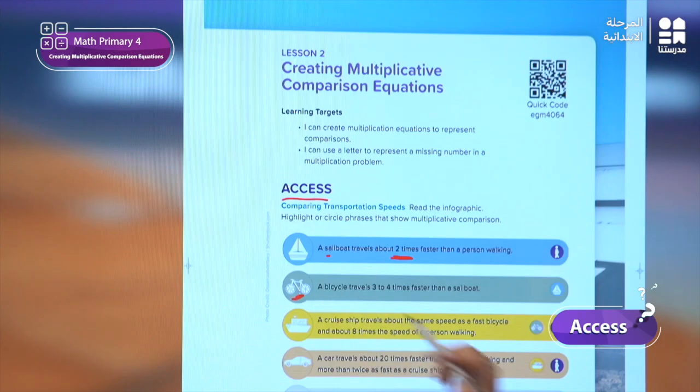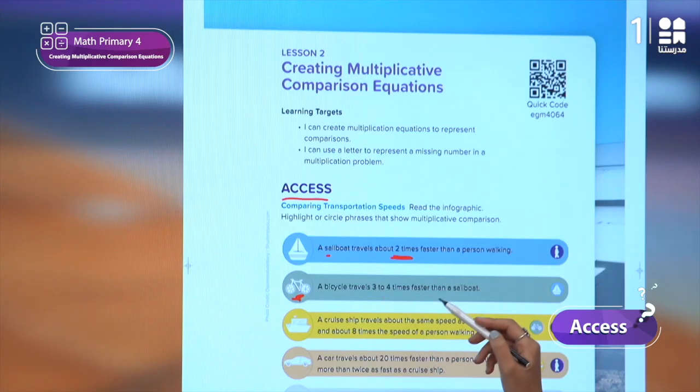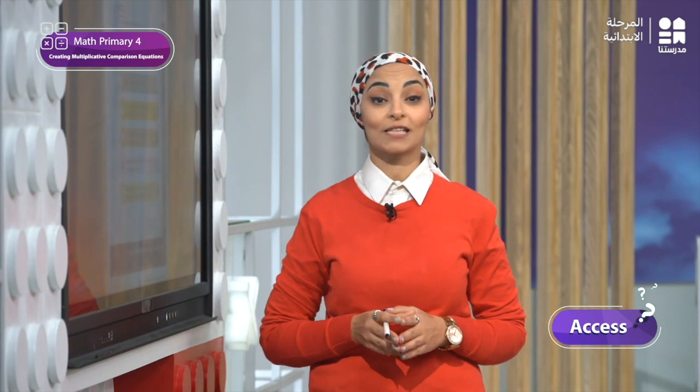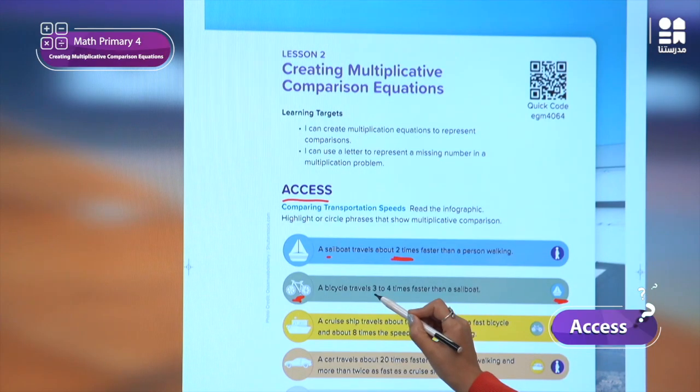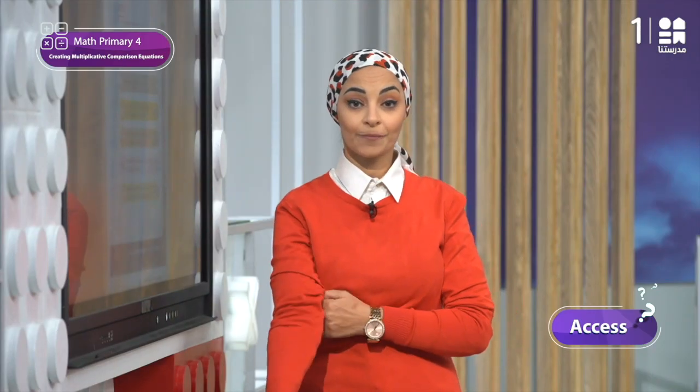Let's move to the second one. Here the second sentence. The second sentence tells me that a bicycle travels 3 to 4 times. Bicycle travels 3 to 4 times faster than a sailboat. أنا بقارن دلوقتي ما بين البايسكل والsailboat. So, the phrase that expresses a comparison here is what? Yes, which phrase should I circle? 3 to 4 times. Circle it.